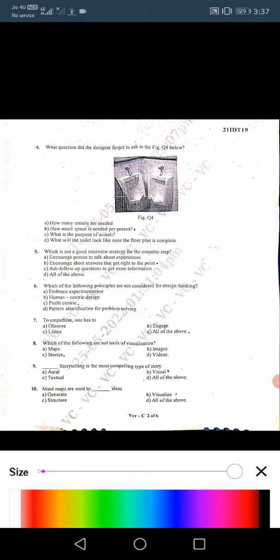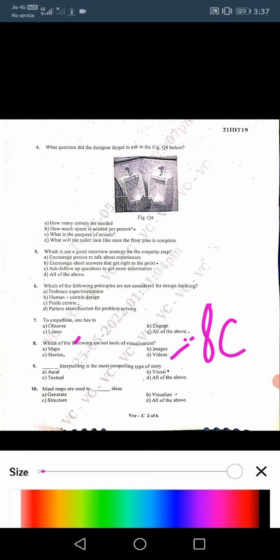7, to empathize one has to observe, engage, listen. So it is all the above. Empathy means understanding the customer needs. So it is going to be all the above. So the seventh one is over. Eighth one, which of the following are not the tools of visualization? Maps, images, stories, videos. Videos are visualization, images are visualization, maps are visualization, but stories are not visualization. Hence for 8, the answer is C.